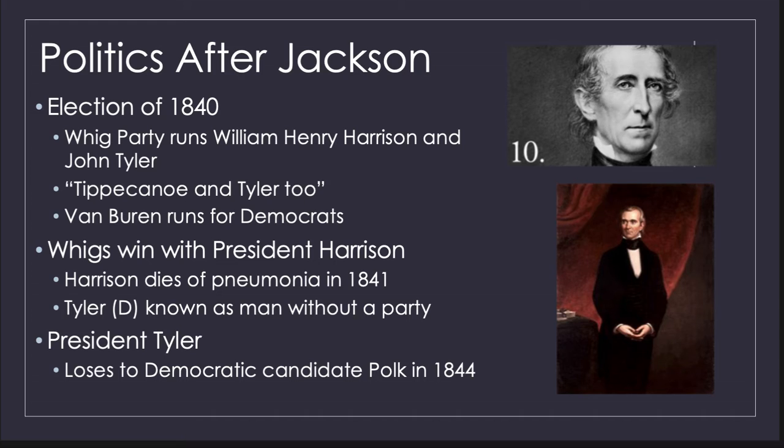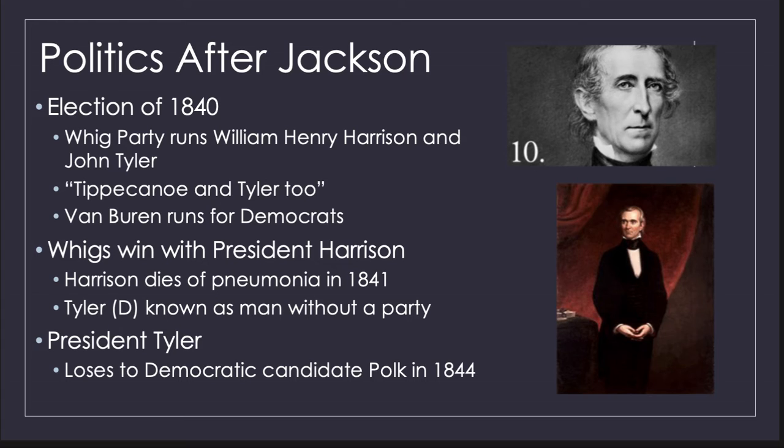Van Buren is going to run for the Democratic Party, but people associate Van Buren with the depression that the nation is going through, so he loses. The Whigs are going to win with President Harrison. Unfortunately, Harrison, about a month after he gets elected, gets pneumonia and dies in 1841. Now, he was a Whig, but he ran with John Tyler, who was a Democrat. That's the way you get more votes. You get votes from both parties to have candidates from two different sides.